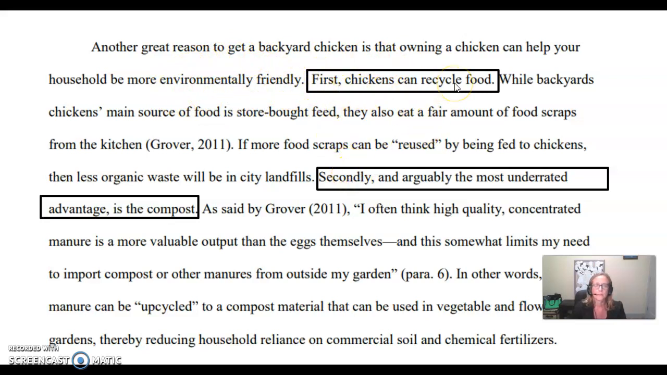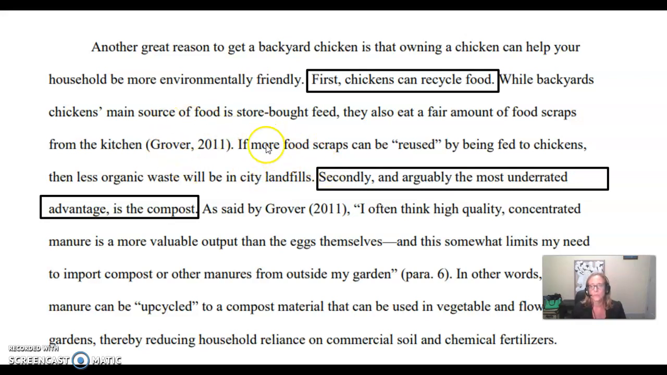First, chickens can recycle food. That's my main idea statement. And then I give some specific details. And then I say, secondly, the chickens create compost. That's my second idea. And then I give my details. So notice how the topic sentence and the main idea statements are not cited. They're my words. And then I provide the details to support those main idea statements. And the details are cited.